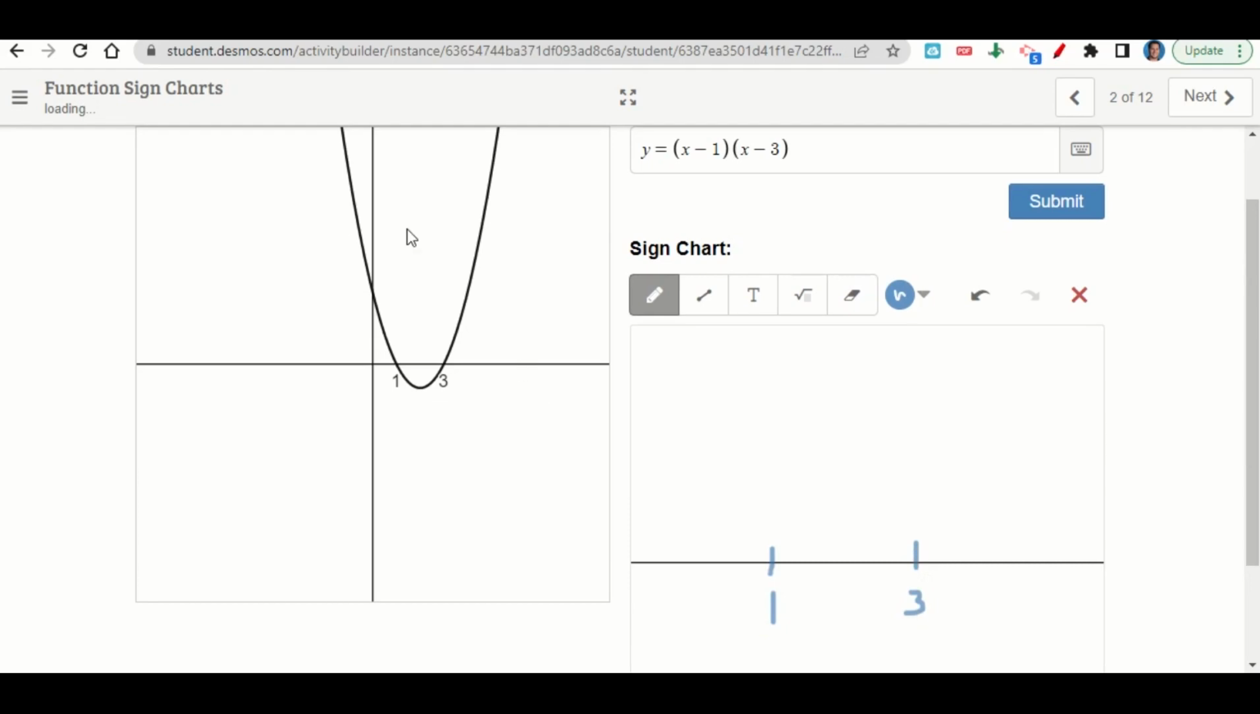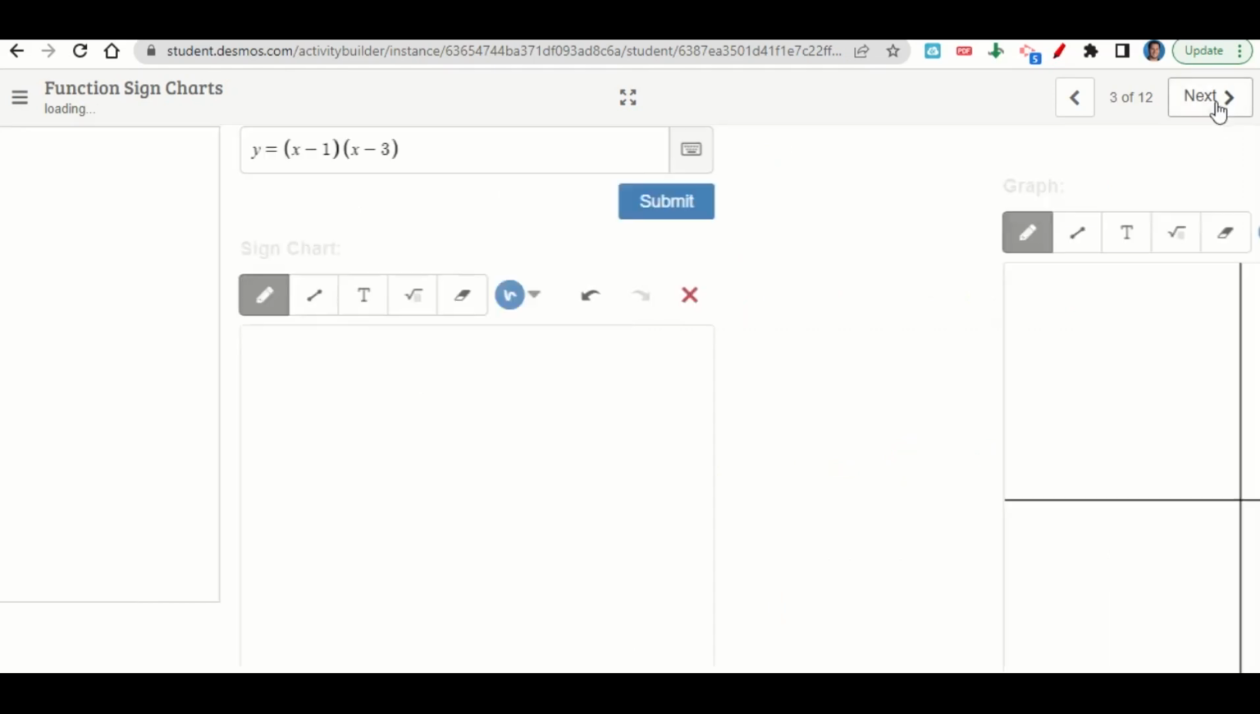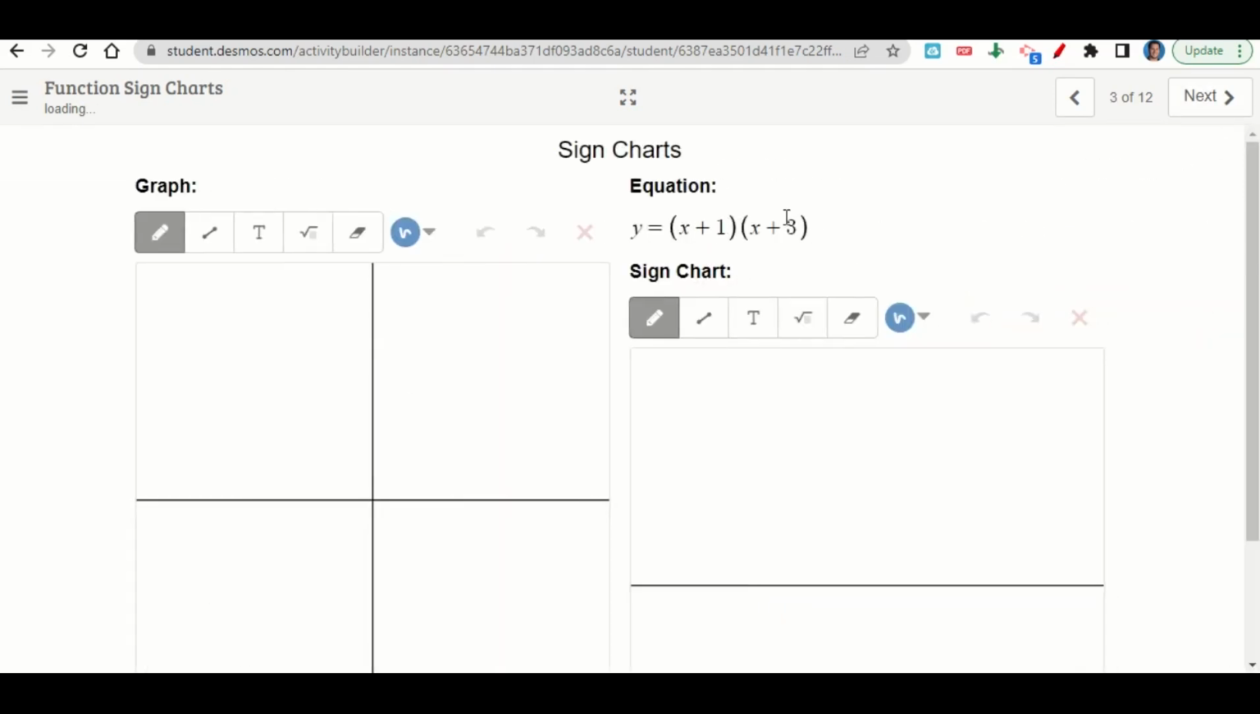On the left side of 1, we are positive, so we put a plus sign here. At 1, we're at 0. And then we cross and go below. So this is negative between 1 and 3. And then at 3, we go back to 0 again. And then on the right side of 3, we are positive, so we put a plus sign. So that's how you do that. Then we'll click next. Now the next one gives us an equation and asks us to create a graph and then create the sign chart.